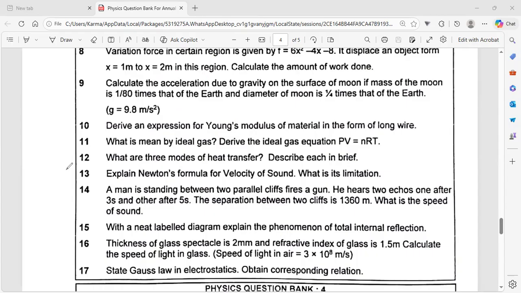Conduction, convection, and radiation. In conduction, heat is transferred from molecule to molecule without actual migration of the molecule. In convection, the molecules migrate from one place to another. And radiation is the transfer of heat without any medium.